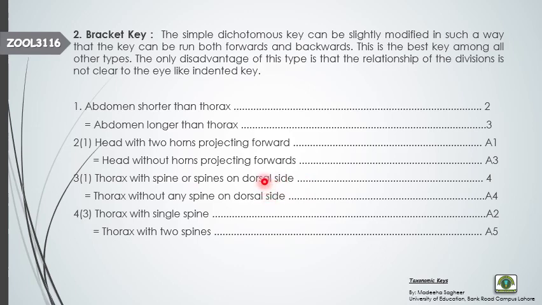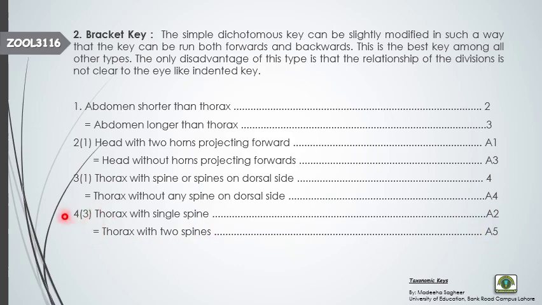If it has this character, the thorax with spines on the dorsal side, then we need to move to couplet number 4. Either it has a single spine, in which case it belongs to species A2, or if it has 2 spines, then it belongs to species A5. This is what we constructed in our previous slide, new species A5, right?